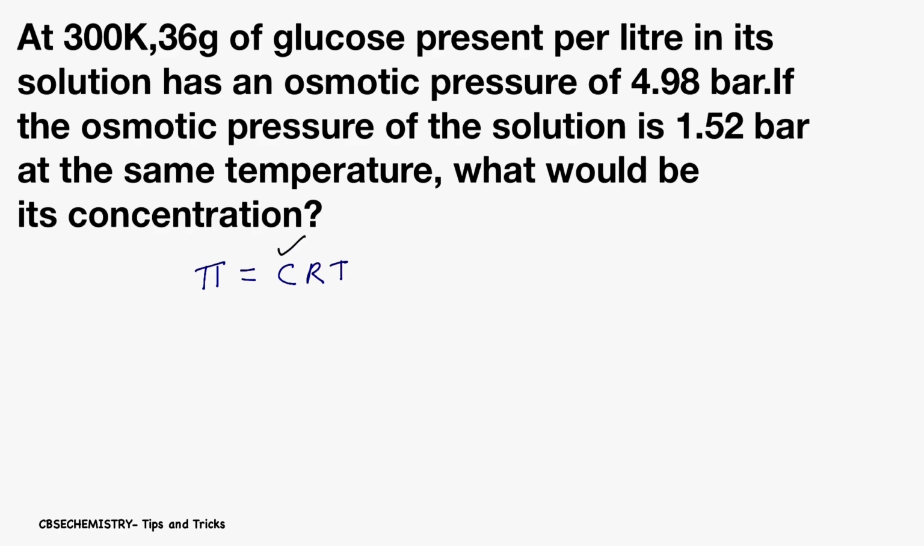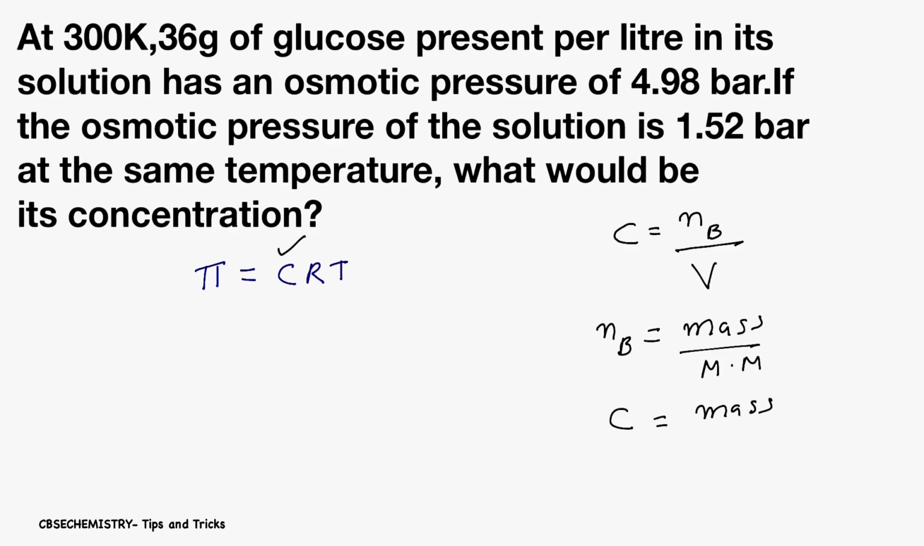Here C is molarity. What is molarity? Molarity is number of moles of solute per liter, right? n_B by V. And what is number of moles? Number of moles means mass by molar mass. Okay, so what is C? Mass by molar mass into volume, correct?